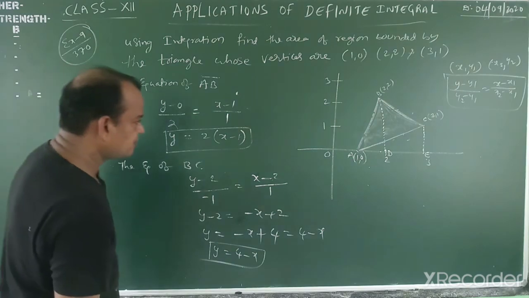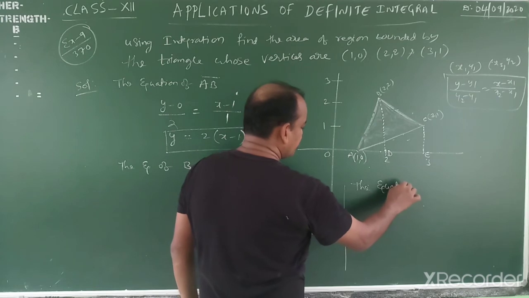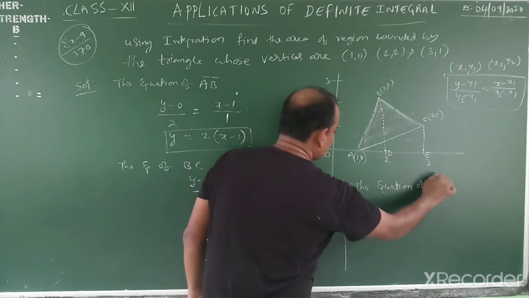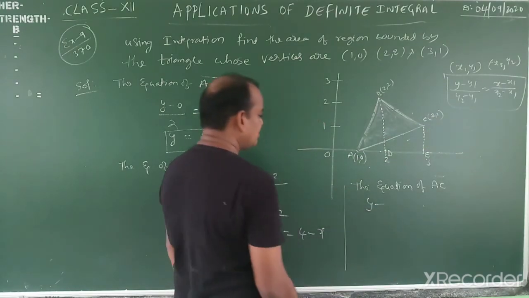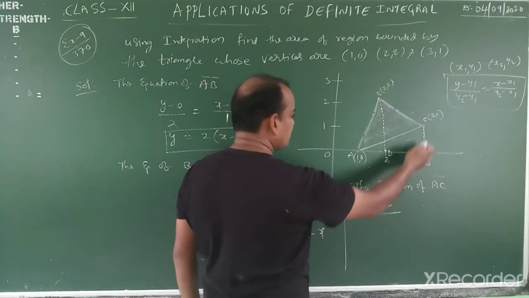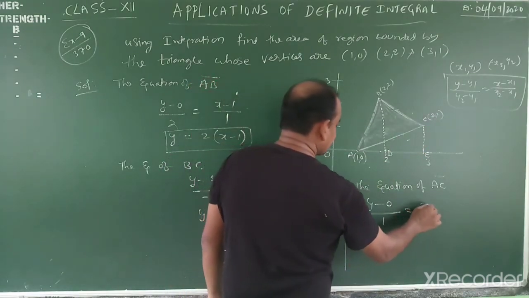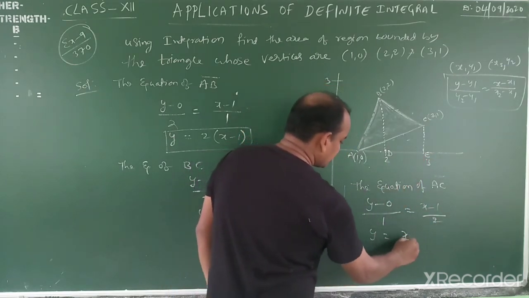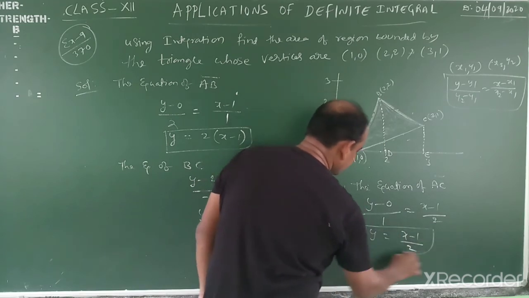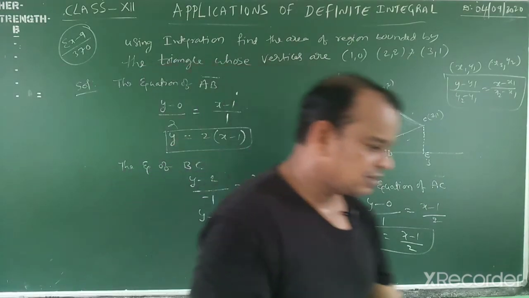Now, equation of AC. Very, very important question, my dear students. This is x1 y1, this is x2 y2. y minus y1, y1 means 0, by y2 minus y1, 1 minus 0 means 1, is equal to x minus x1 by 3 minus 1 means 2. Therefore, y is equal to x minus 1 by 2, my dear students. Okay, my dear students. In this way, we will do the problems.